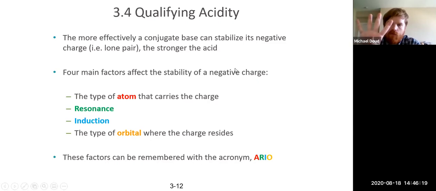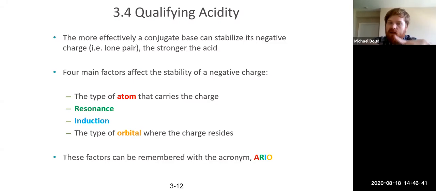And here we have 4 different rules. Something to keep in mind is these are hierarchical rules. So the first thing that we look at is the type of atom that carries the charge. That's the first thing we're going to look at. If there are different types of atoms on both acids, then we can evaluate it using that. We don't need to look at the other rules.